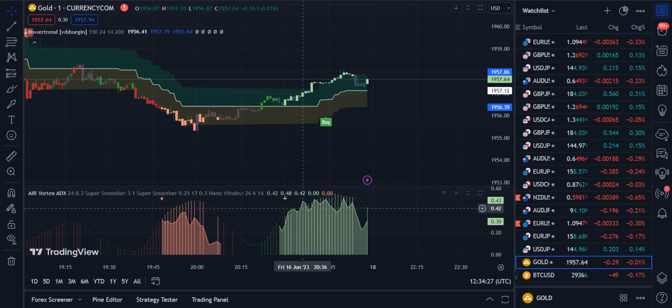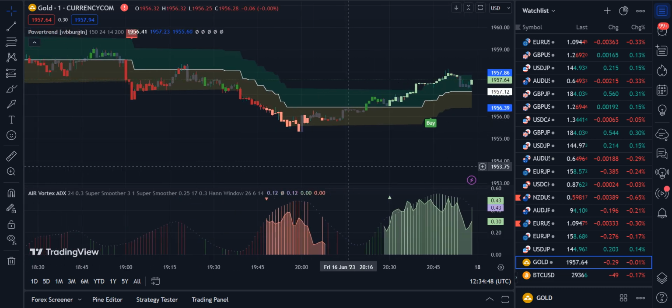The fourth and final thing that we have to look into is our second indicator, the AIR Vortex indicator, where all the bars should be in green color, and you can see that you are in the green color area right now. So you can take the entry into the market for the maximum profit that you can take by using these two indicators.